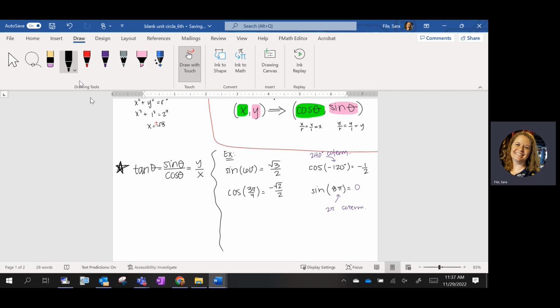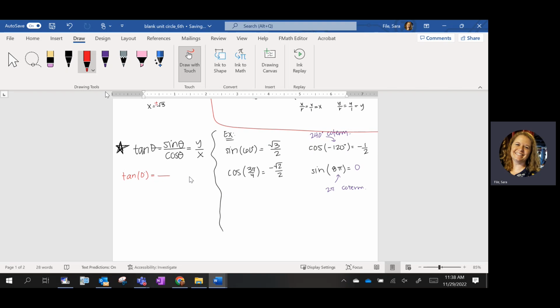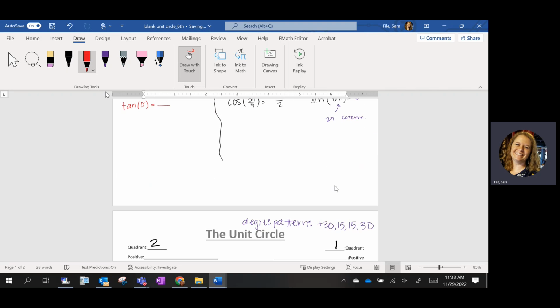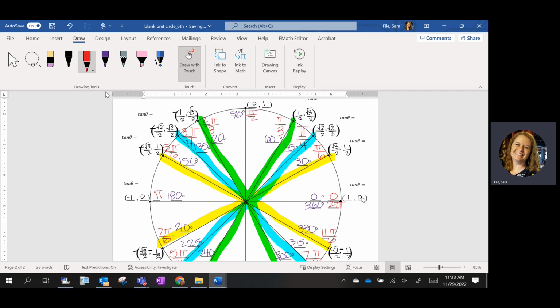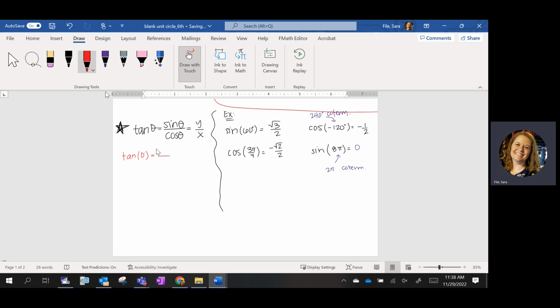Okay, so that means we need to find these tangent values around the unit circle. So I'm going to start basic. I'm going to start with 0. I'm on the x-axis. So you can look at your unit circle and say at 0 degrees, I need to know sine and cosine. So at 0 degrees, it's sine and cosine, or y and x. So it's 0 divided by 1, right? Y'all agree? What is 0 divided by 1?